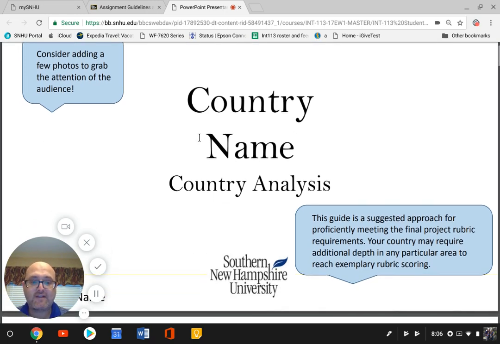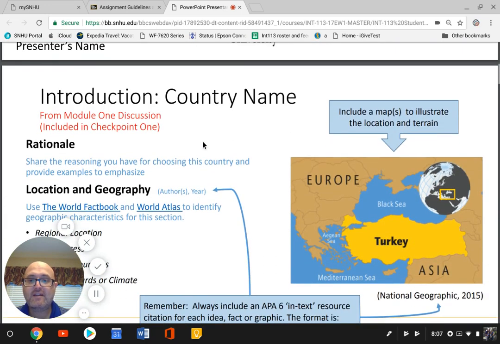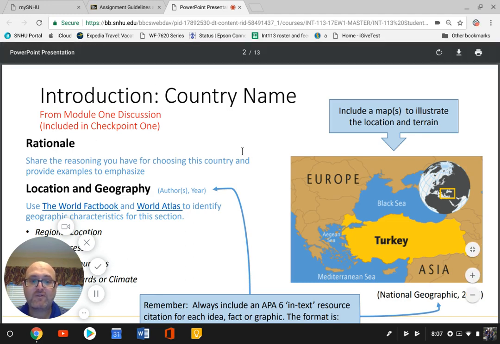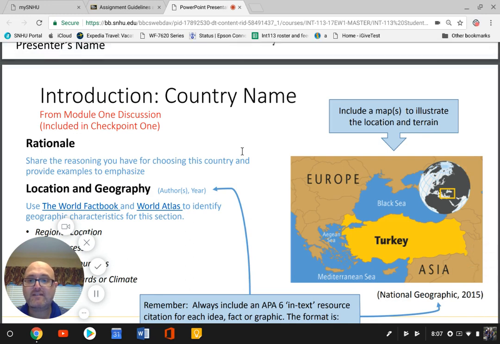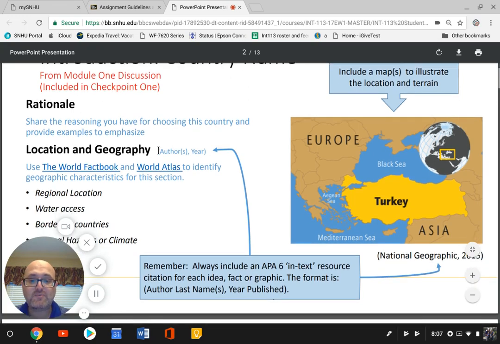The first slide is obviously what we could call a title slide. The second slide, now we get into the introduction. So you can see that the information that you researched and provided in Module 1 is what you're bringing over and inserting onto this slide. So you're talking about your rationale, the location, and geography. Once again, you already researched and presented this information inside a discussion Module 1.